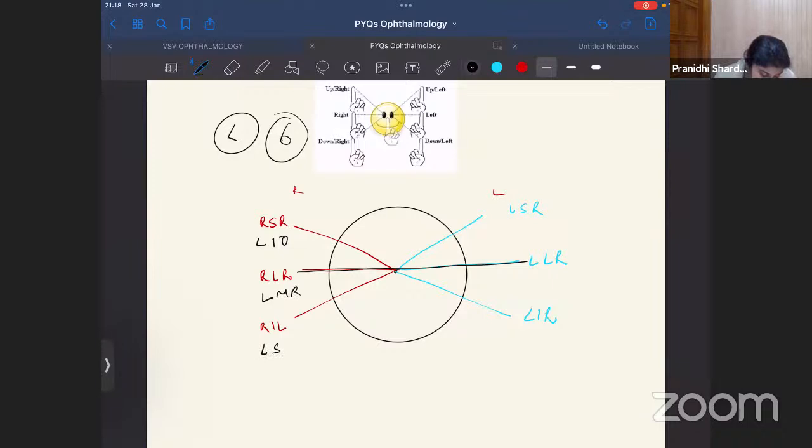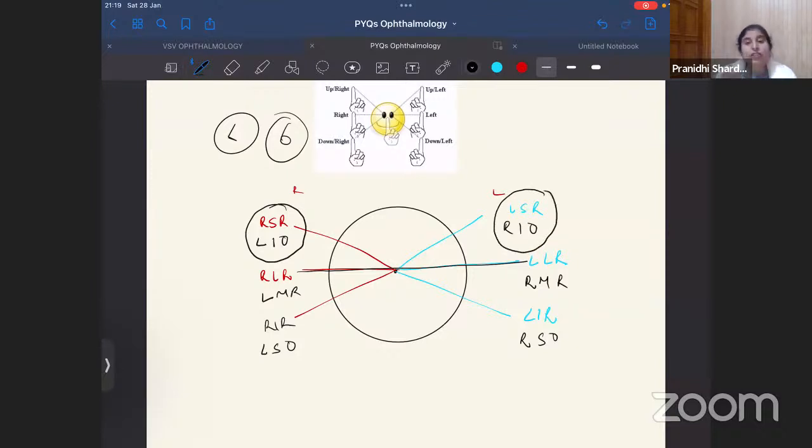What will be superior? Left superior oblique. Right inferior oblique. Right medial rectus. Right superior oblique. Is it fine? You just have to do the opposite of the muscle and you will get the Yolk muscles. So the Yolk muscle for right superior rectus will be left inferior oblique. The Yolk muscle for left superior rectus will be right inferior oblique. Just do the whole opposite: left to right, superior to inferior, rectus to oblique.